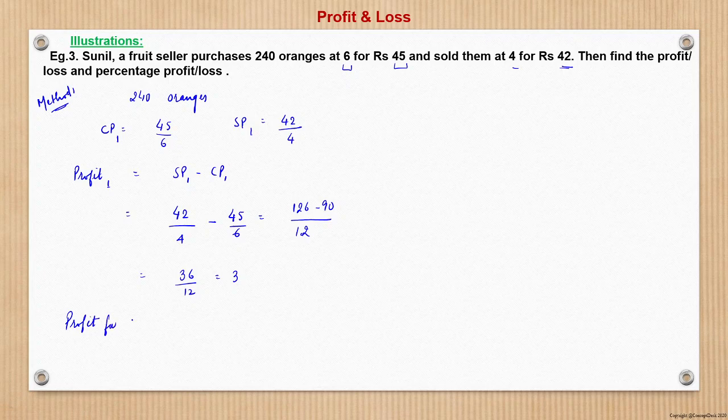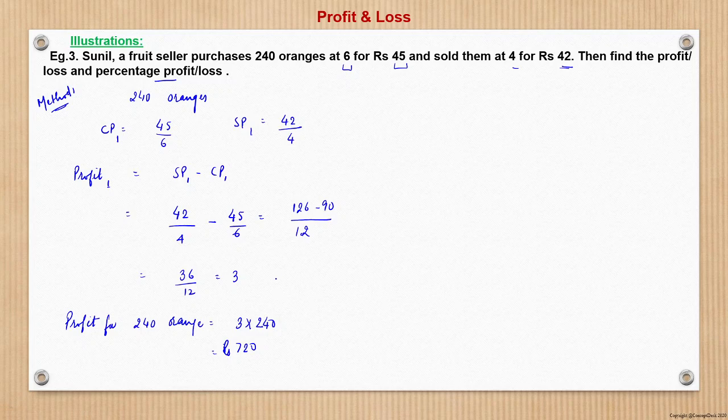So profit for 240 oranges will be what? 3 into 240, which is 720 rupees. This is the answer. But we have to find the profit and loss percentage also. And what is the percentage profit here?